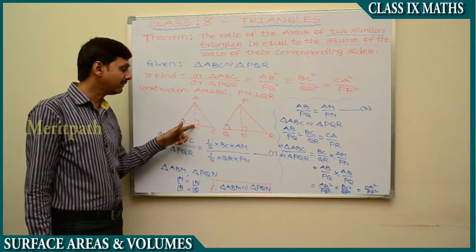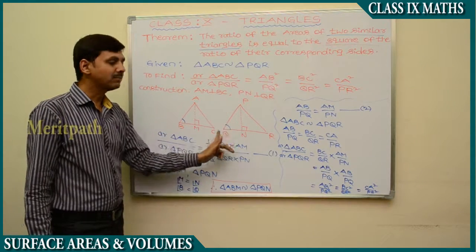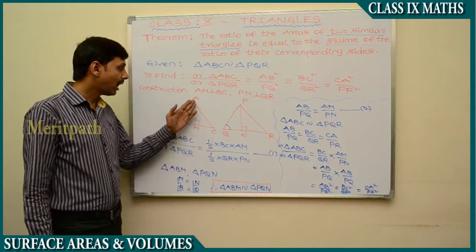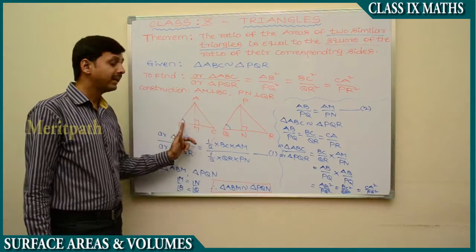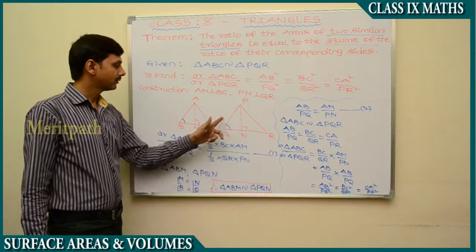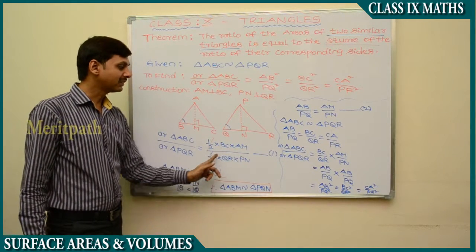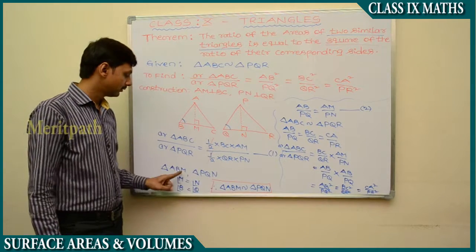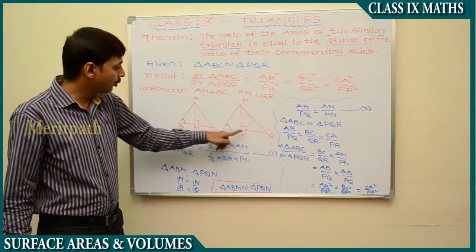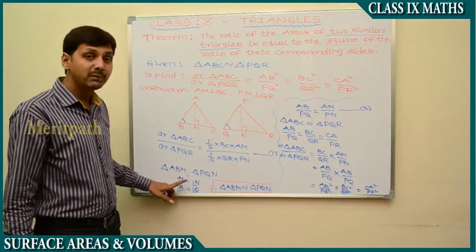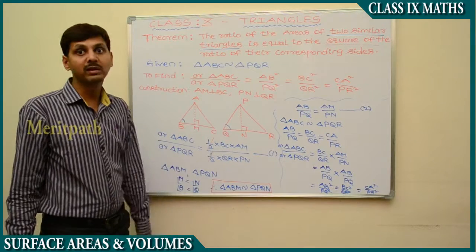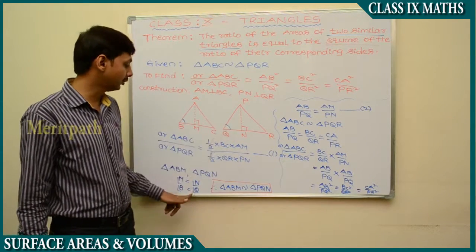We constructed AM perpendicular to BC and PN perpendicular to QR in triangle ABC and triangle PQR. We have taken the formula of area of a triangle: half into base into height. BC into AM, and QR into PN. So cancelling, we get BC into AM by QR into PN. From these two triangles, triangle ABM and triangle PQN, angle M is equal to angle N, because both are 90 degrees. And angle B is equal to angle Q.